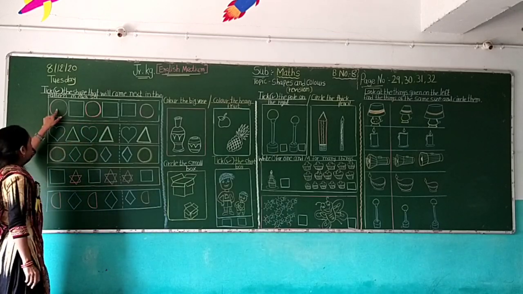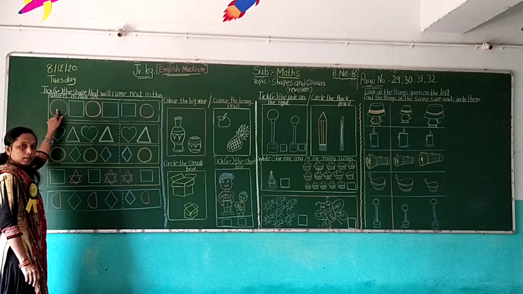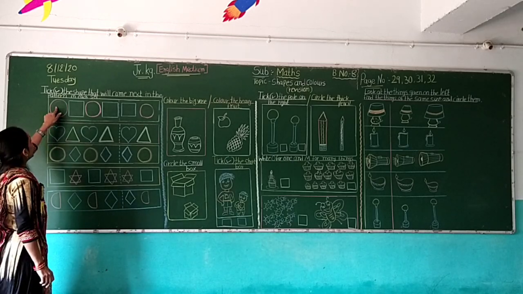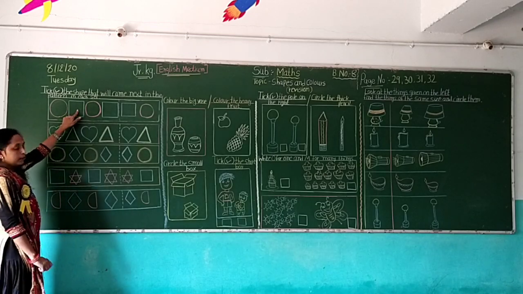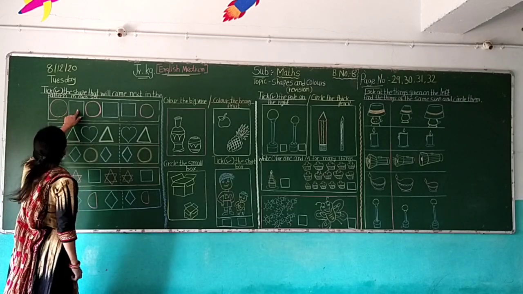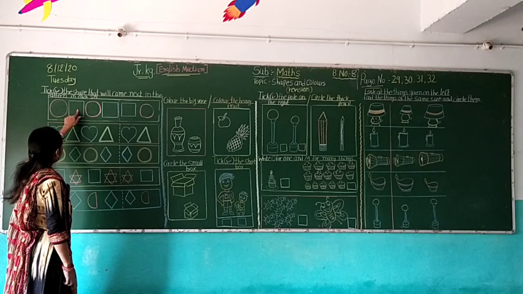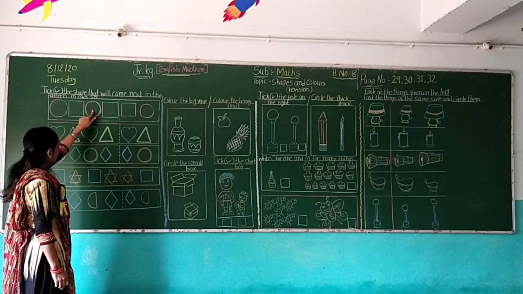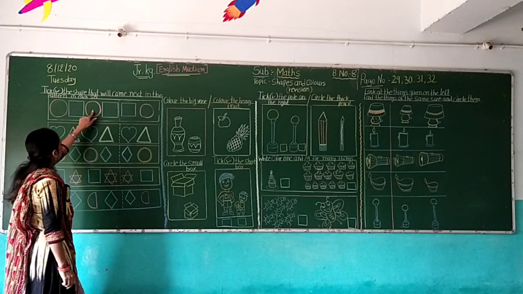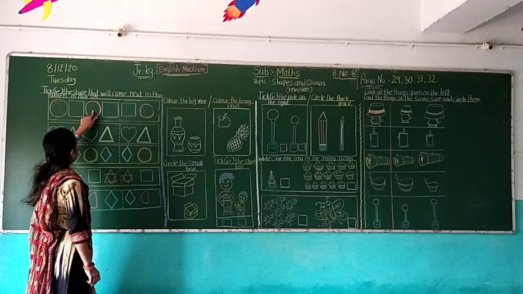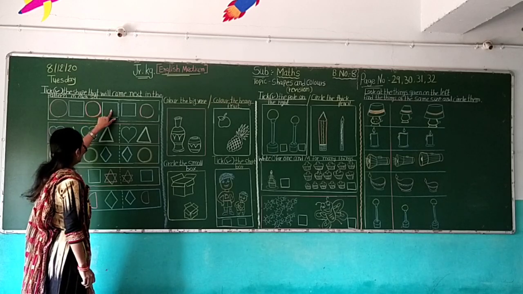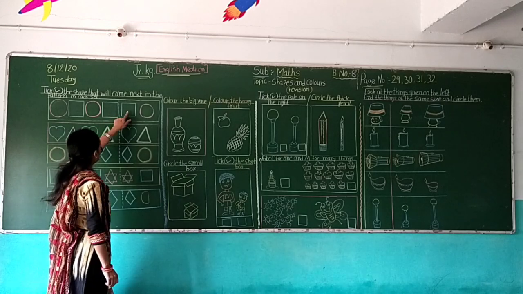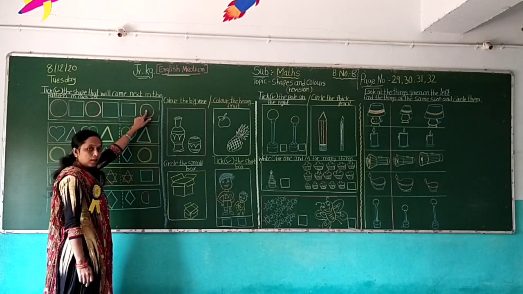Okay. So which shape is this? Circle. Circle. Now next, which shape is this? Square. Square. Now next, circle. Circle. Now next, square. So look here. Here I drew two shapes, square and circle.